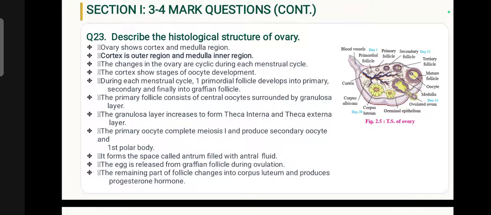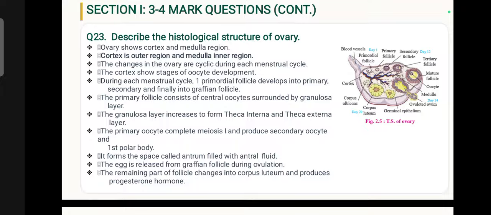Describe the histological structure of ovary. It is a 3 to 4 marks question, in which sometimes only a diagram comes and sometimes a diagram with description. The ovary shows cortex region and medulla region. Cortex is the outer region and medulla is the inner region.